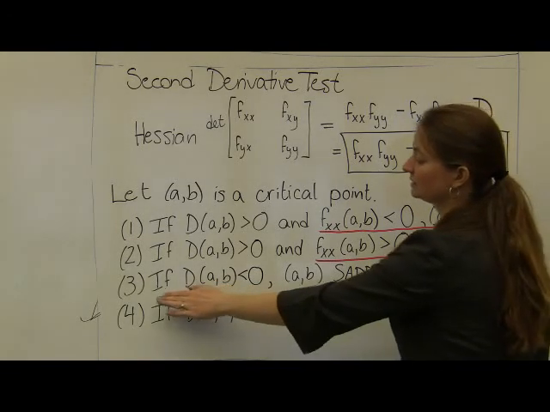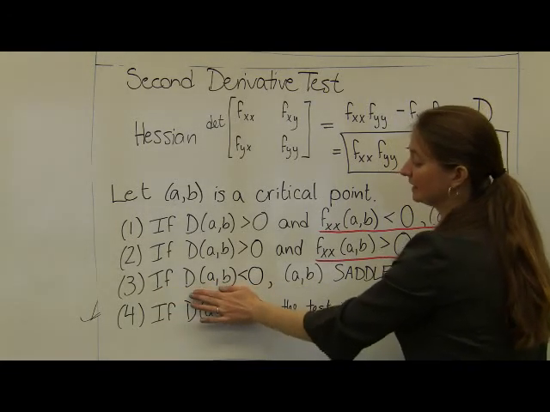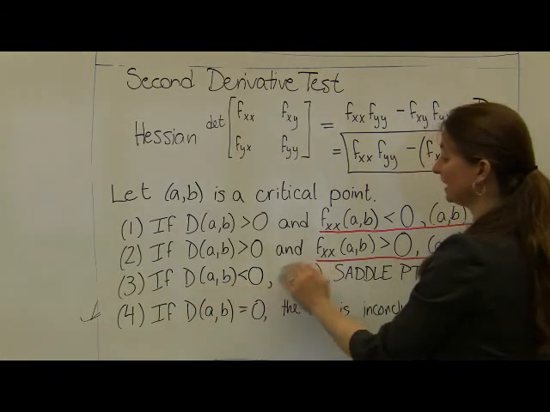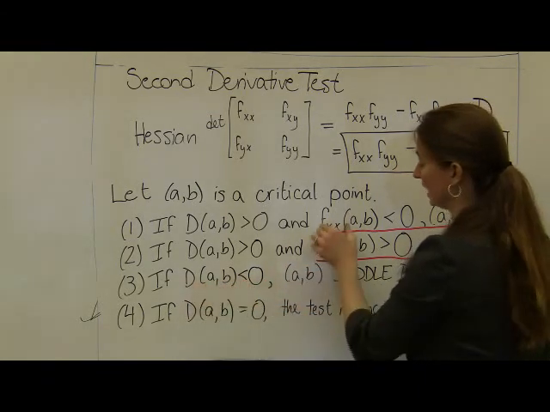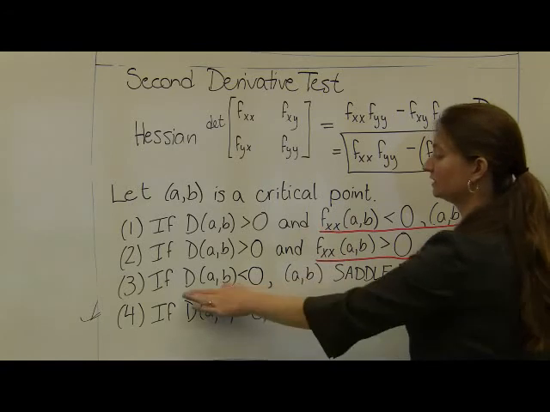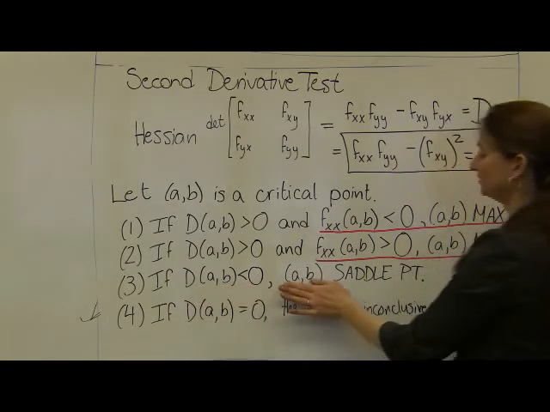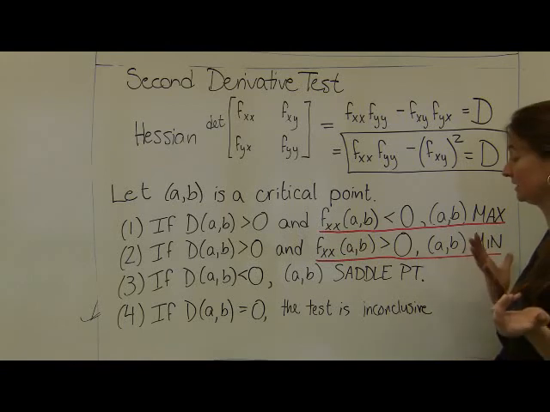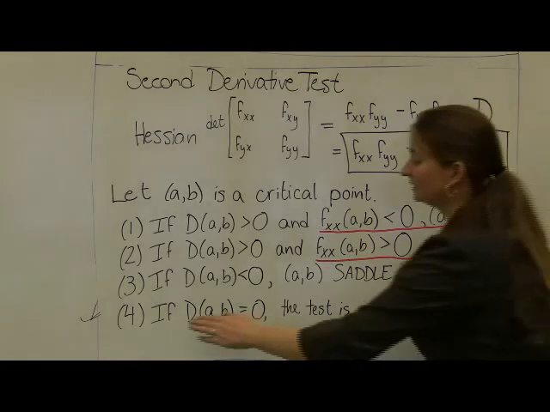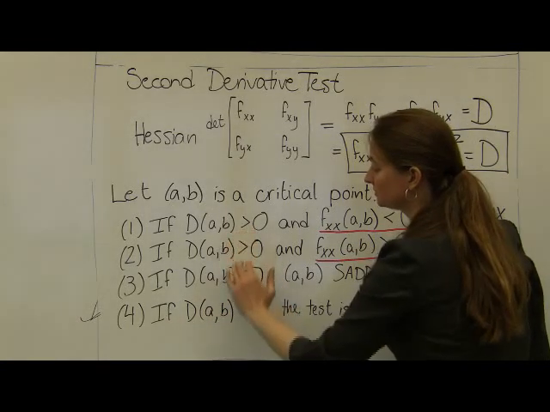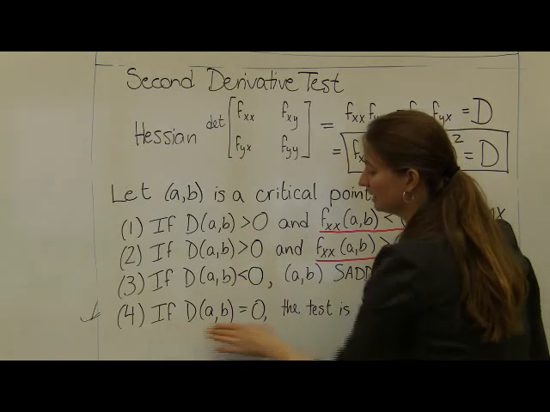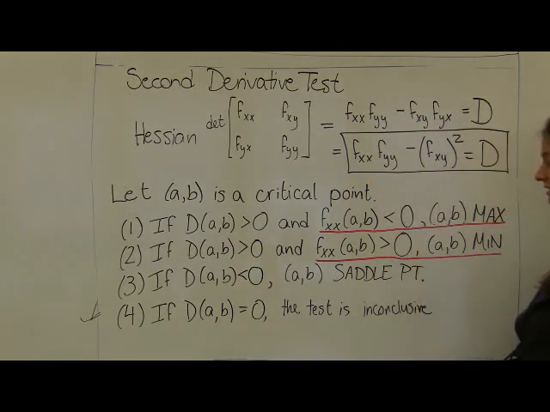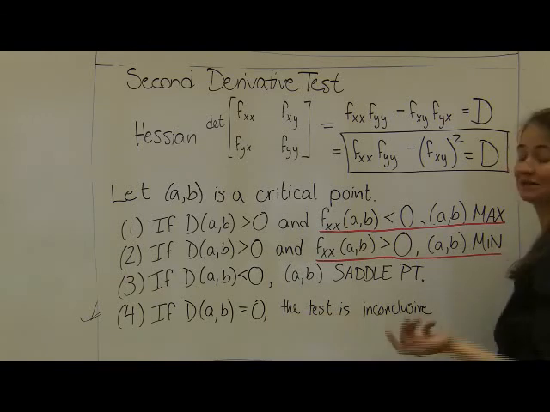We have 2 more cases. If my discriminant is negative, then I don't have to do any more checks with second partial derivatives. I know that my point (a, b) is a saddle point, and I'm done. That's it. Finally, what happens if my discriminant is exactly equal to 0? That tells me that my test is inconclusive.